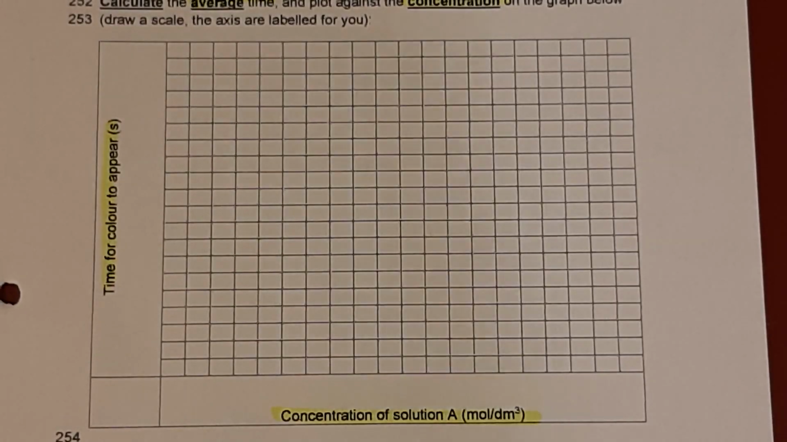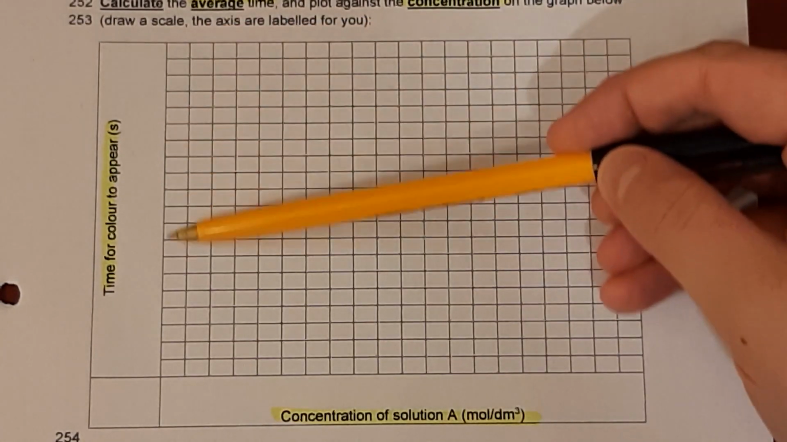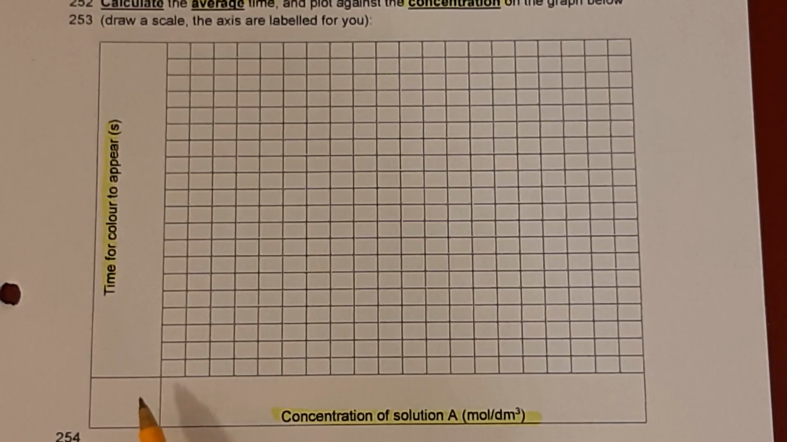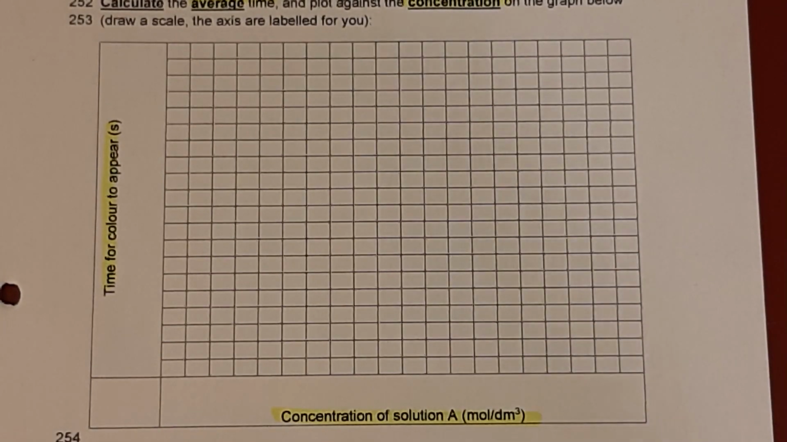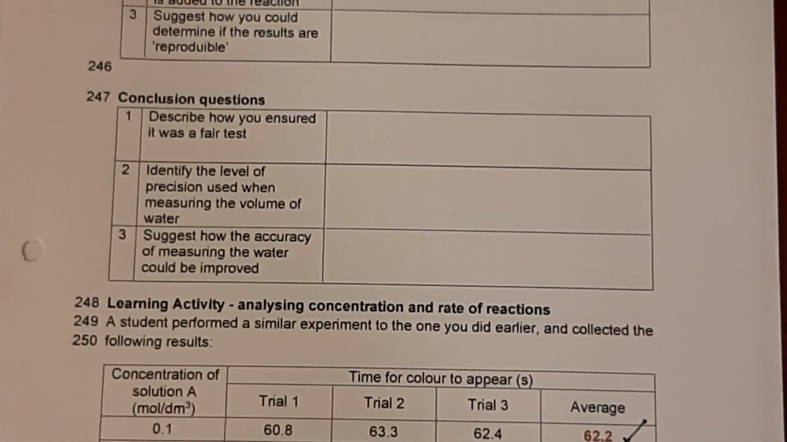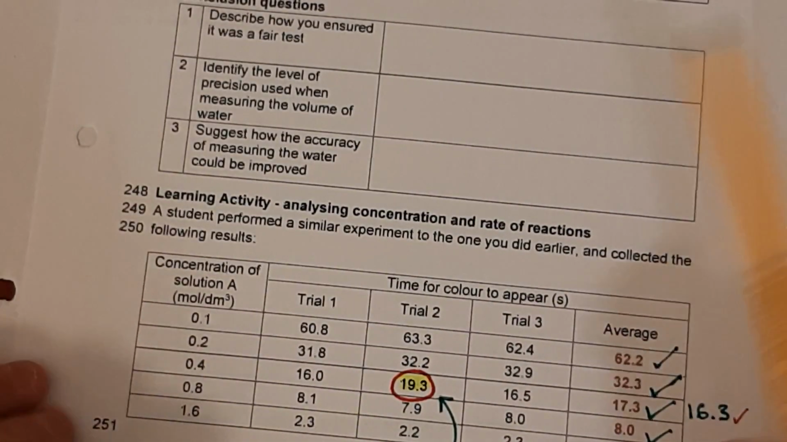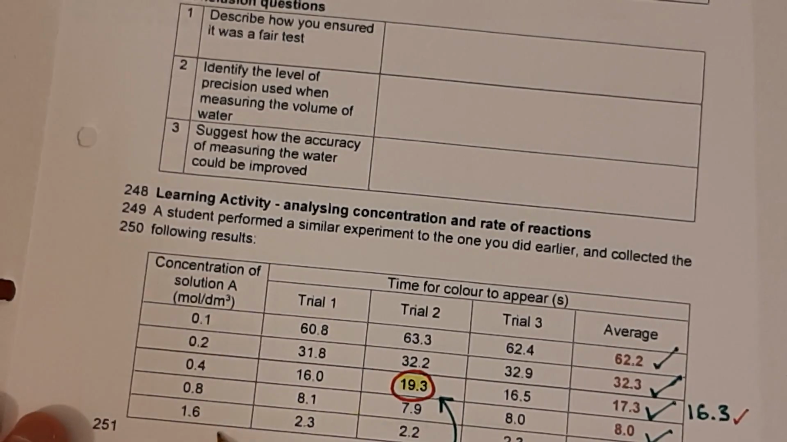So if you're not confident about that, that's absolutely fine. And I highly recommend doing the following for scale. I've worked this out by counting the number of squares, and there are actually 20 squares in each direction here. And I know that my data, we'll start with concentration on the bottom, goes from 0.1 to 1.6.